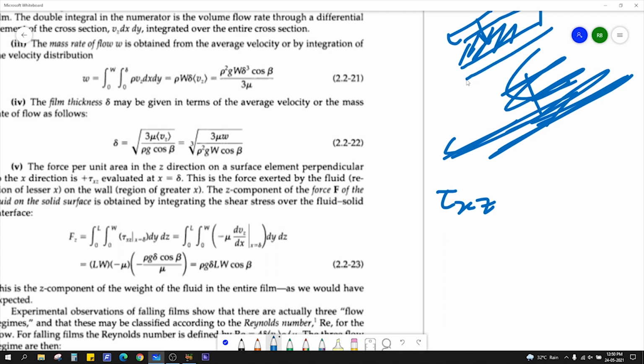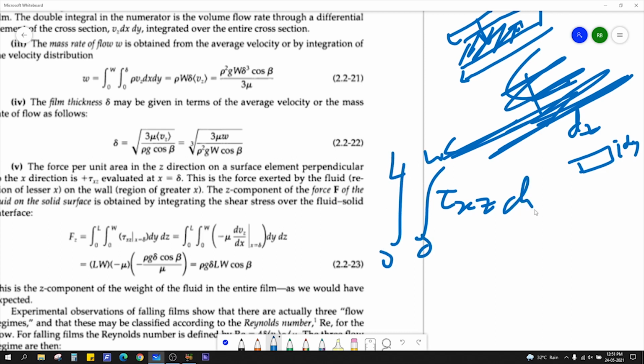Take a small area of this, so that will be your dz in this direction, and in this direction it will be dy. So you have to integrate this tau xz from 0 to w, 0 to l, into dy dz. But at x equal to delta, you are trying to find the force on the wall, so that will be max at the wall area.